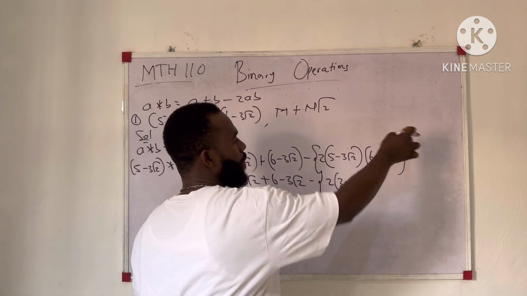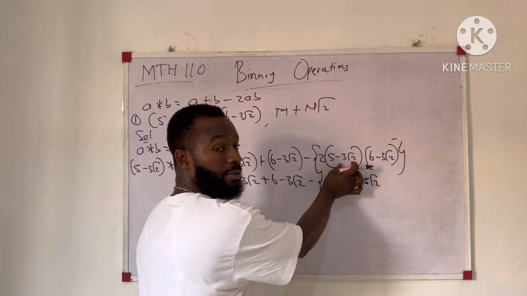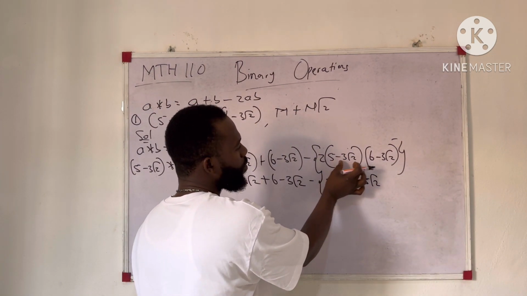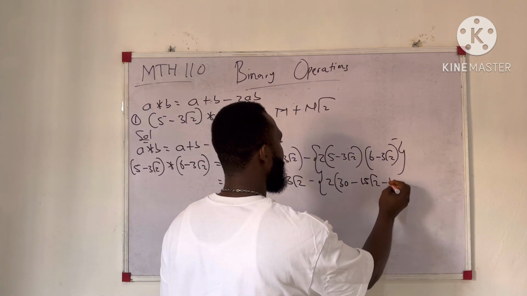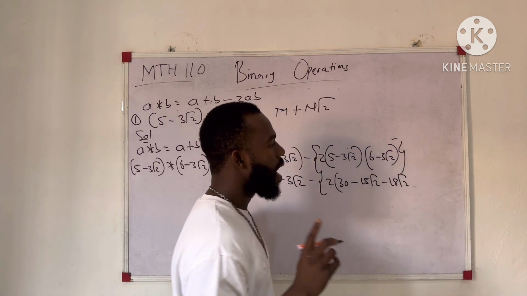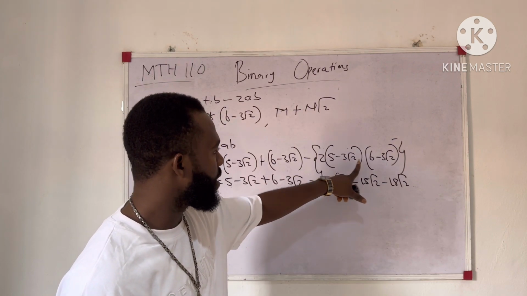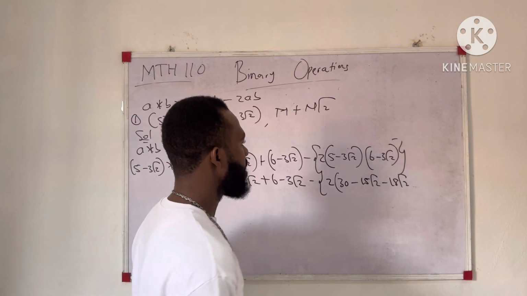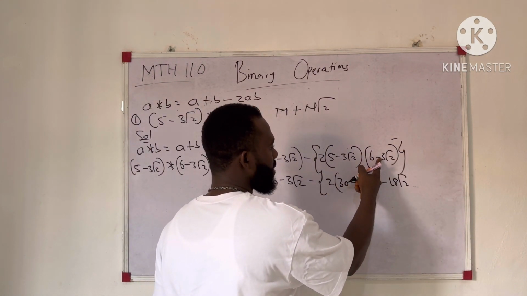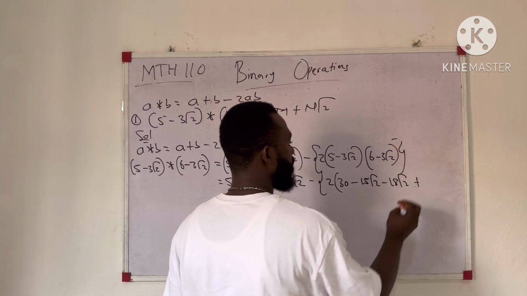Now, 5 was multiplied. What we multiply now is minus 3 root 2. If minus 3 root 2 multiplies 6, we will get minus 18 root 2. How did we get 18? 3 times 6 gives us 18. Alright. Now, when a minus sign comes times a minus sign, we will get the positive sign.